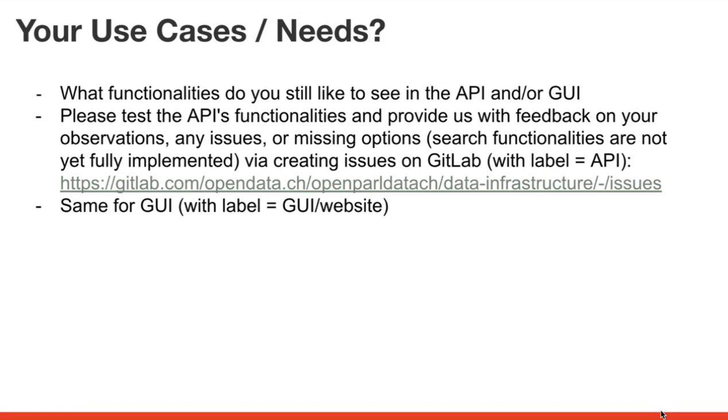If you have a look at the API and you see something that's missing, or any issues that you run into, missing options, etc., please create an issue on GitLab. You can choose a label API. You can also choose a label GUI/website if you see something on the GUI or the website that you don't like or that is missing. Please give us that feedback. I don't know, Christian, for the API, what's a good time frame to give you that feedback: until the end of the week or until next week?